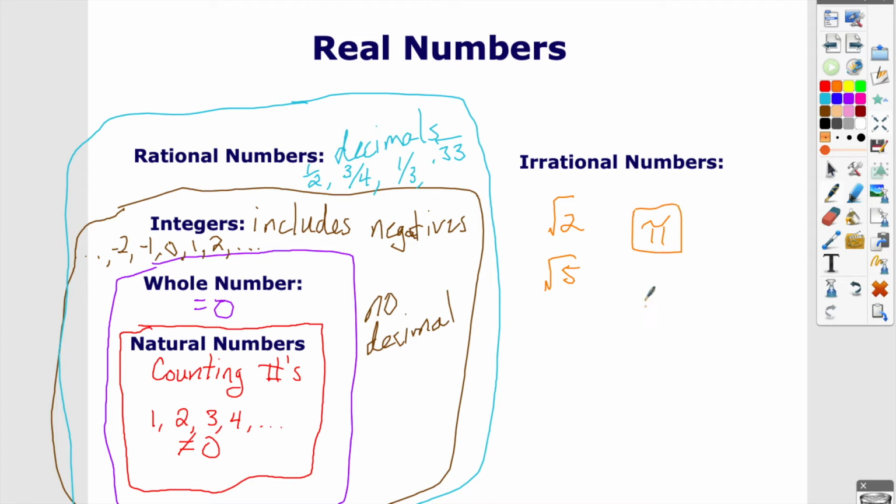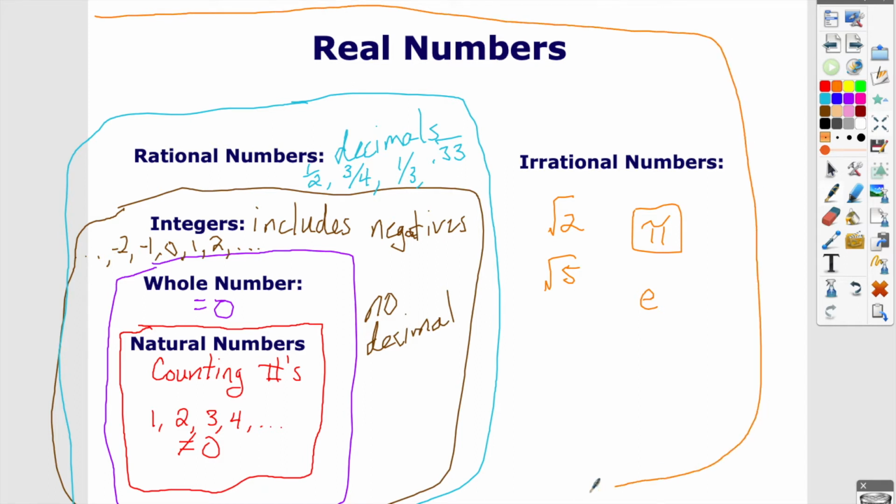And we also will be talking about another irrational number, which is e, which again, you might not pick up on quite yet, but we will be talking about that later on. But in the grand scheme of things, all of these numbers are going to be a part of real numbers. Imaginary numbers are the only non-real numbers.